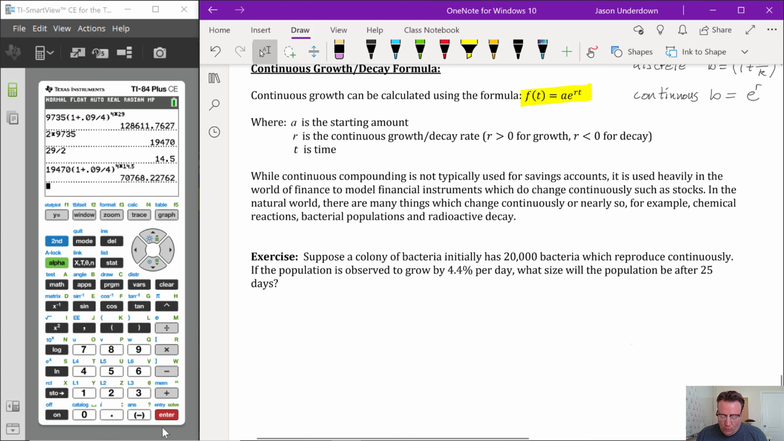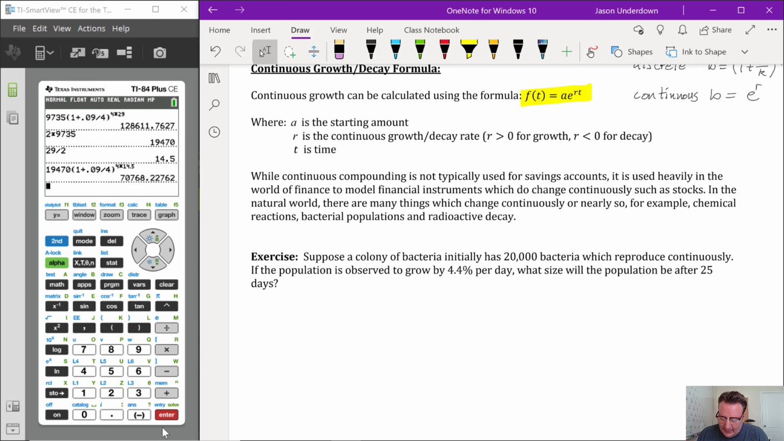While continuous compounding is not typically used for savings accounts, it is used heavily in the world of finance to model financial instruments which do change continuously, such as stocks. In the natural world, there are many things which change continuously or nearly so. For example, chemical reactions, bacterial populations, and radioactive decay are just a couple of examples.